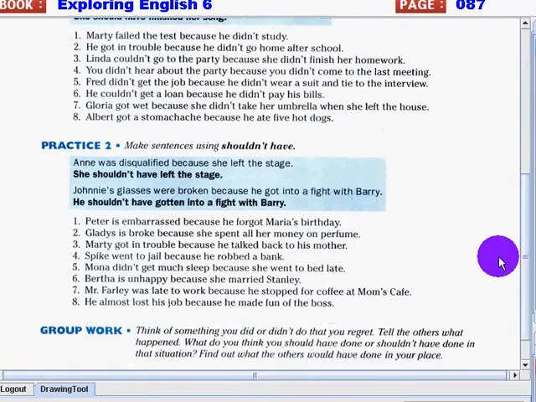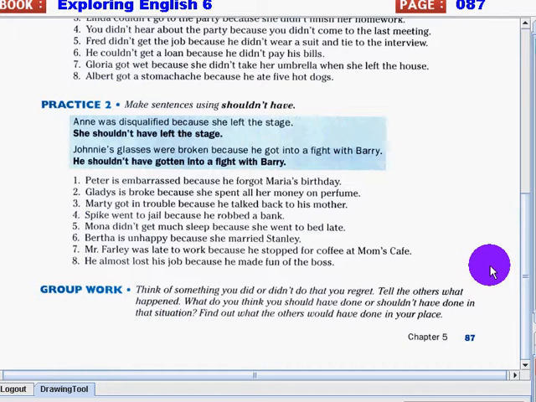Now let's go on to practice number 2. Make sentences using shouldn't have. Let's read the examples first. Anne was disqualified because she left the stage. She shouldn't have left the stage. Johnny's glasses were broken because he got into a fight with Barry. He shouldn't have gotten into a fight with Barry.